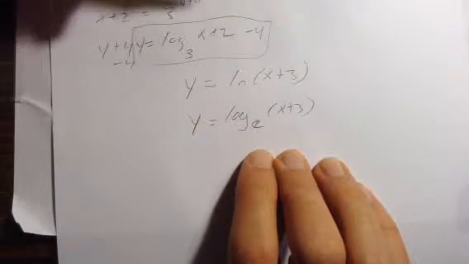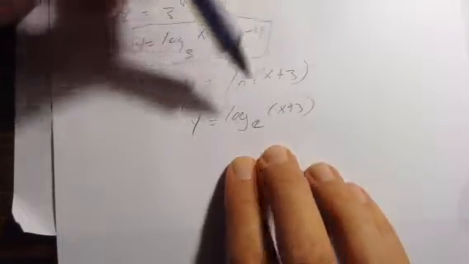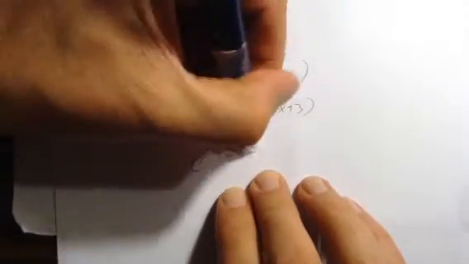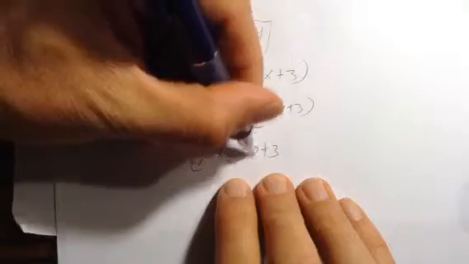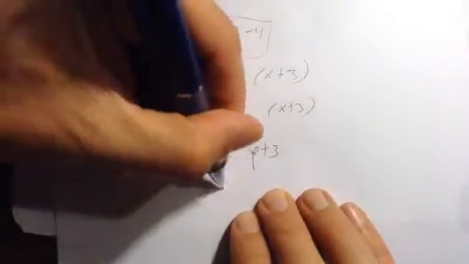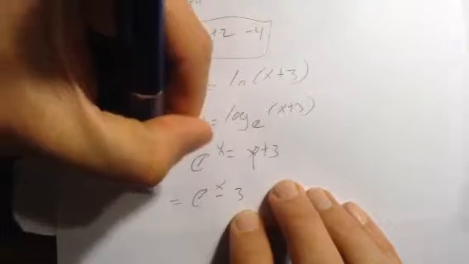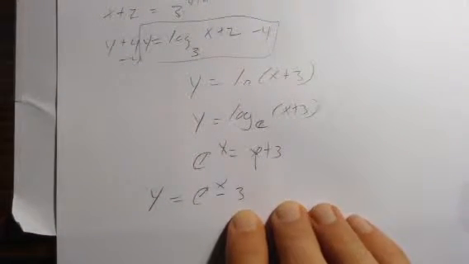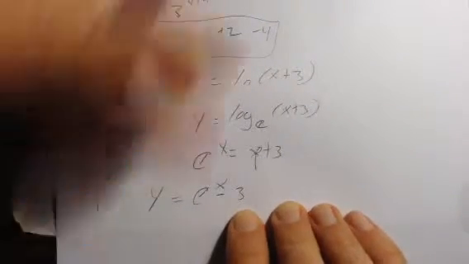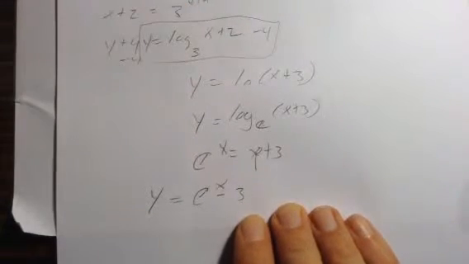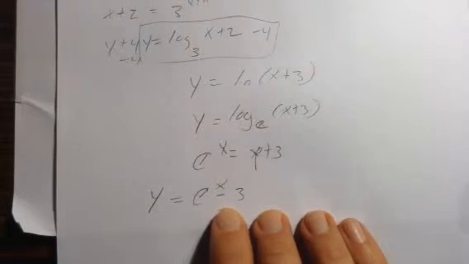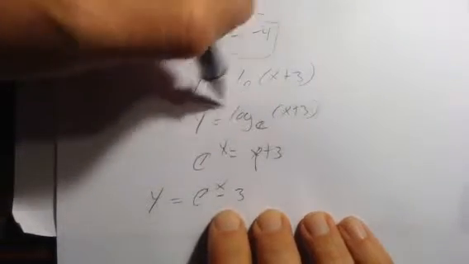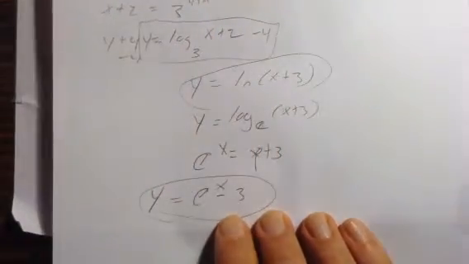If we do this math out correctly, we can say e to the y power is equal to x plus 3. And if I flip my x and my y, now I'm going to say e to the x minus 3 is equal to y. That would be an exponential. Remember, base e would be like an exponential. And this and this are inverses.